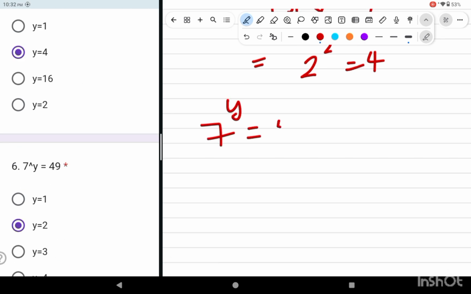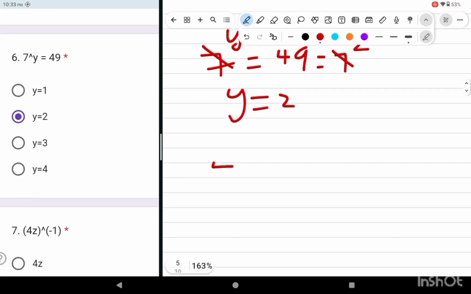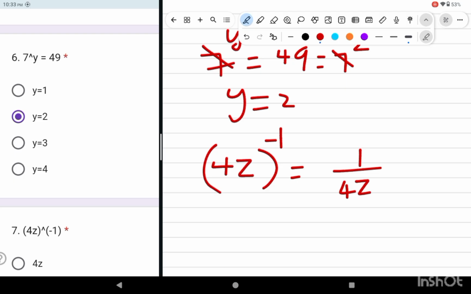7 raised to power y equals 49. 49 is equal to 7 raised to power 2. Cancel out the base, so we have y equals 2. 4z all raised to power minus 1 is just the reciprocal of 4z, that is 1 over 4z.